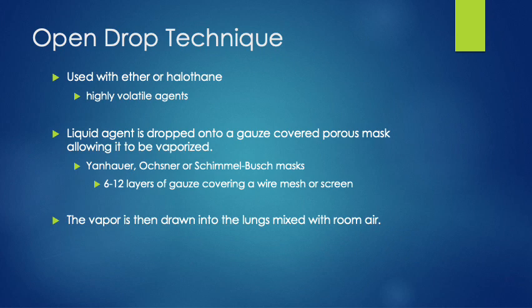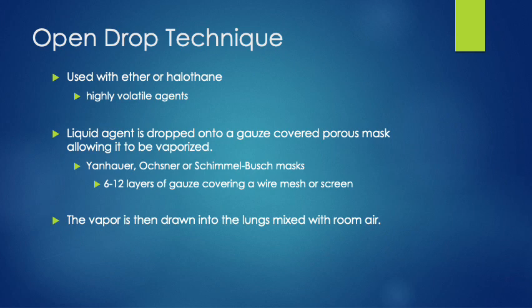So how does this work? Open drop technique used with ether or halothane, which are highly volatile agents. The liquid agent is dropped onto a gauze pad or porous mask that allows this liquid agent to be vaporized via these protective masks. So the different names of the masks are Janauer, Ochsner, or the Schimmelbusch mask. And there's several layers of gauze that cover the wire mesh.